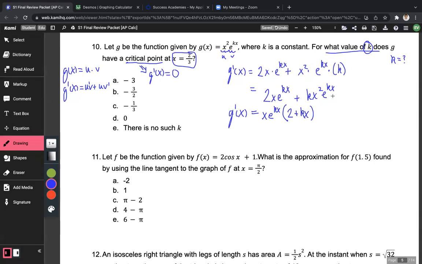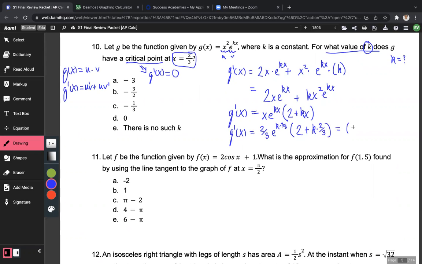All right, so now I think I've got everything that I need, and I said I wanted to figure out for what values of k will I have a critical point at x equals 2/3. So critical point, that means our first derivative has to equal 0. Let's do this on a new line. And I said when x equals 2/3. So let's plug in 2/3 for x. 2/3 e to the k times 2/3, 2 plus k times 2/3.